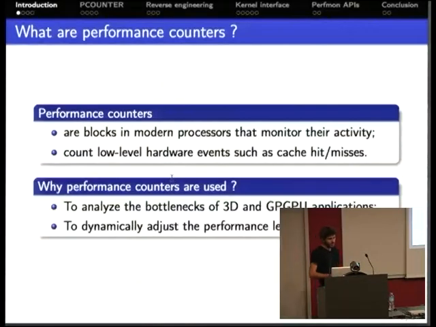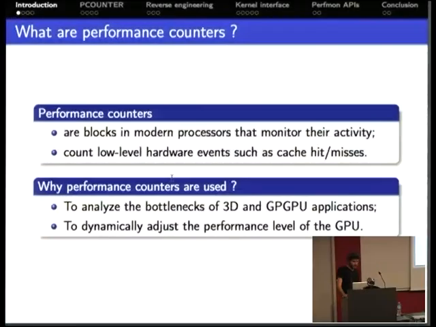So performance counters are blocks in modern processors that monitor their activity. They count low-level hardware events such as cache hits or cache misses. Why are performance counters used? So basically they are used to find the bottlenecks of 3D and GPU applications and to dynamically adjust the performance level based on the usage of the GPU.